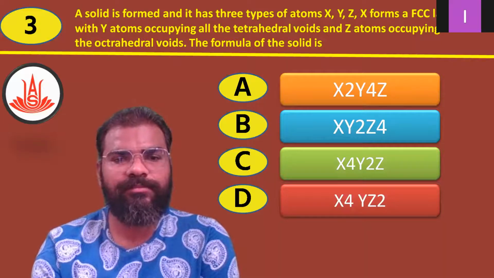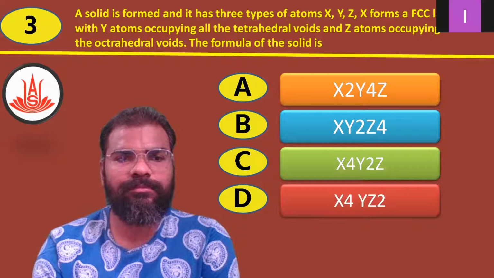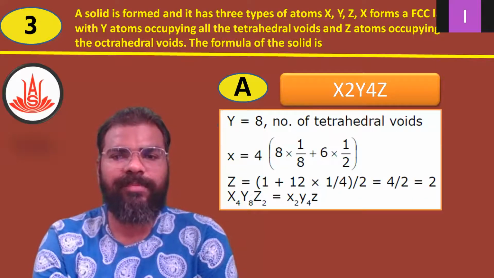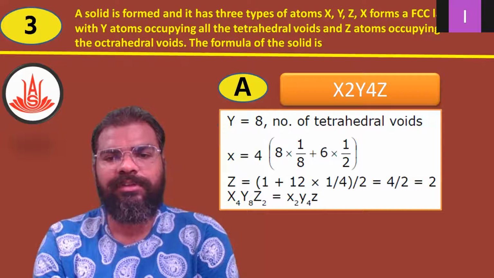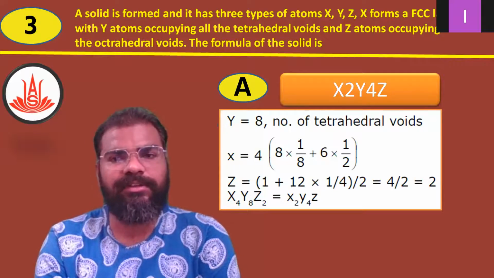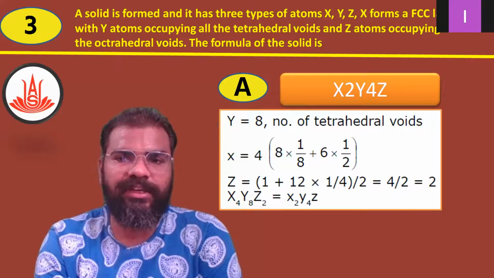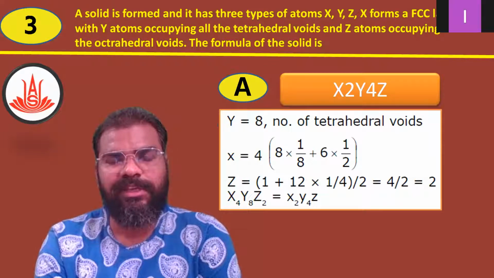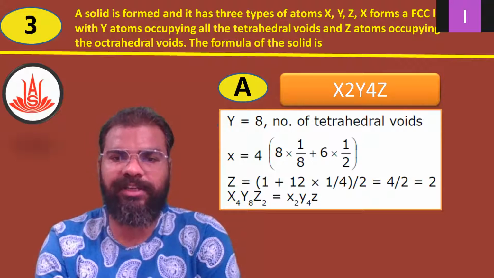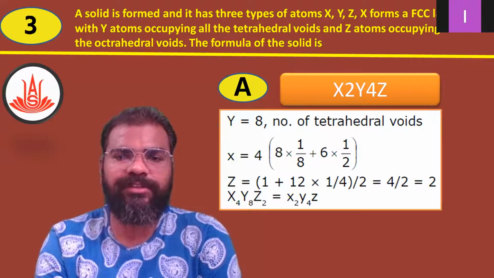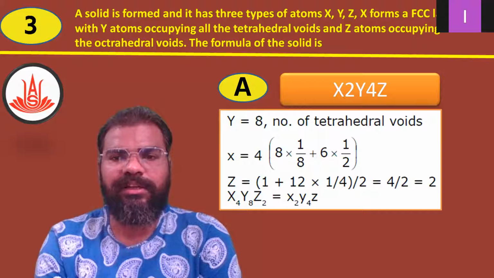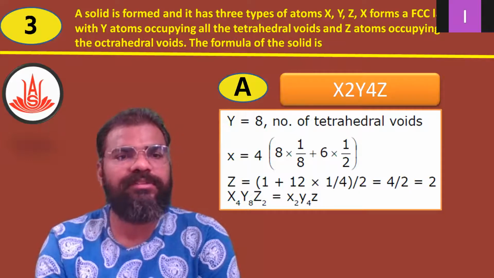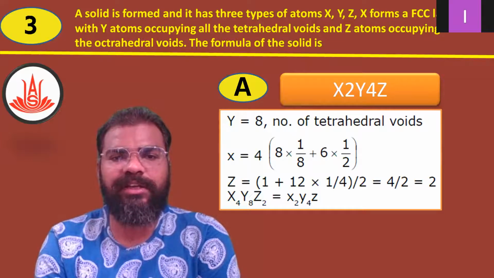So for the same, the option A, X2Y4Z1 is the correct answer for it. See here, they have said X forms FCC lattice, Y atoms occupying the tetrahedral void. Tetrahedral void would be 8. Okay, now number of X atoms. देखो फिर से, X forms an FCC lattice with Y atoms occupying the tetrahedral voids.